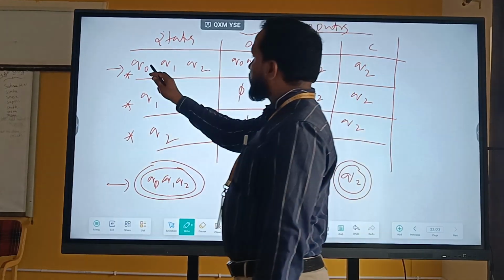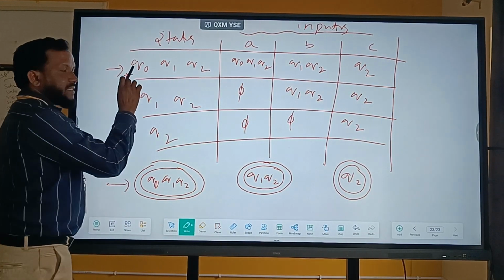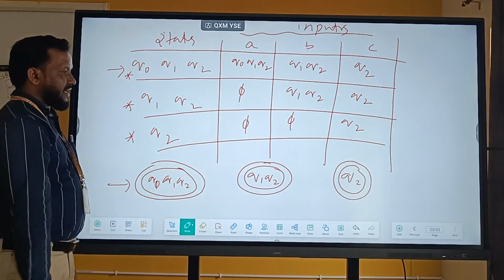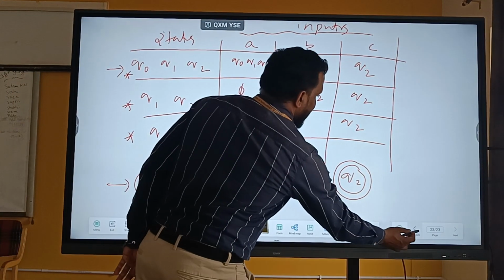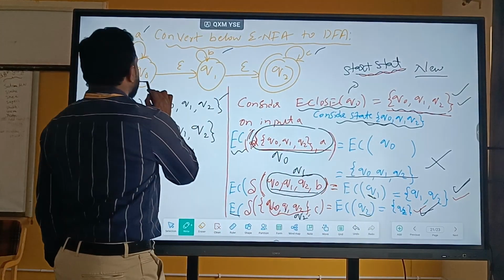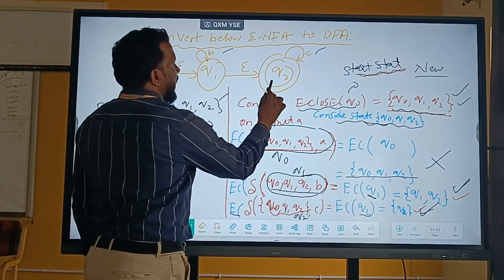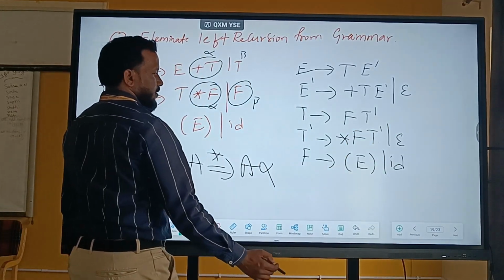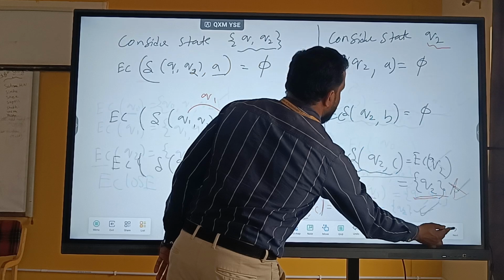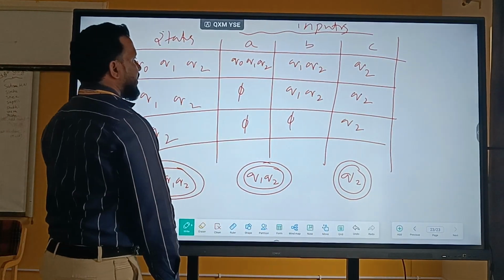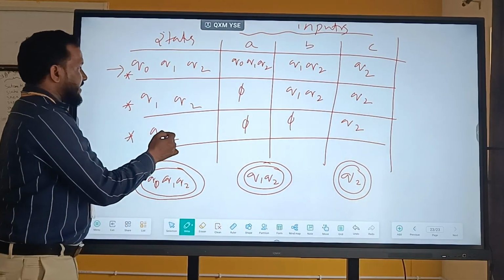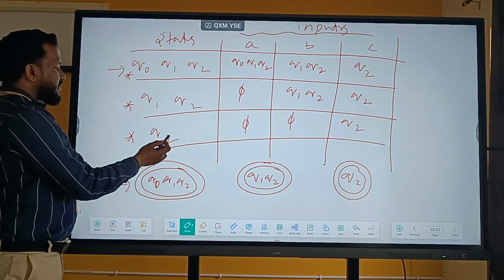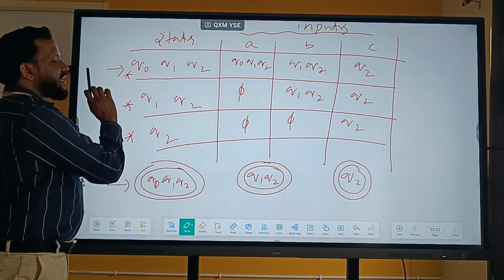Wherever Q0 is here, this is the start state, and wherever Q2 is there, that is our final state. Why? Because in our diagram we can observe that Q0 is the start state and Q2 is the final state. So wherever we have Q2, this is the final state, so we represent it with a star. This is also a final state, we represent with a star. And Q0 is the start state.